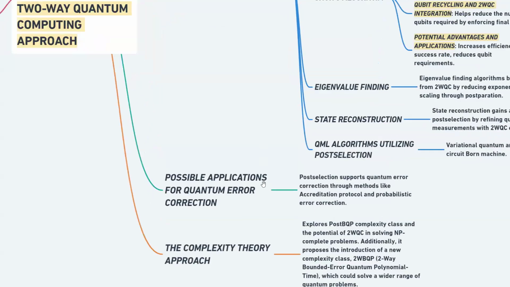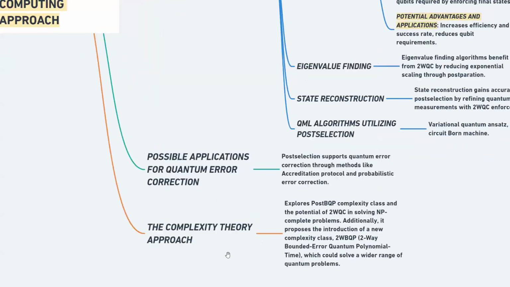Lastly, let's explore the broader implications for complexity theory. PostBQP, a complexity class of problems solvable by quantum computers using post-selection, could be further optimized with the introduction of two-way quantum computing. The features of two-way quantum computing, such as time reversal and post-operation, could simplify the solving of NP-complete problems by stabilizing the system throughout the computation.